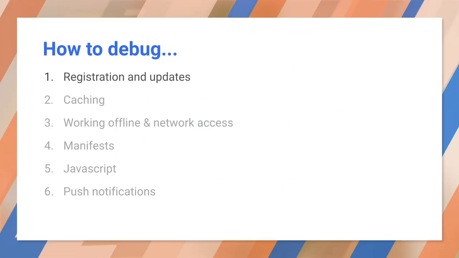Chrome has really good support for debugging PWAs, so let's take it in one piece at a time. We'll work in the order you might create a PWA: creating a service worker, making it work offline, and then adding a manifest. We'll also look at debugging your logic and testing push notifications.